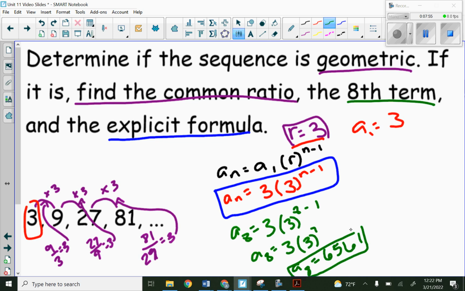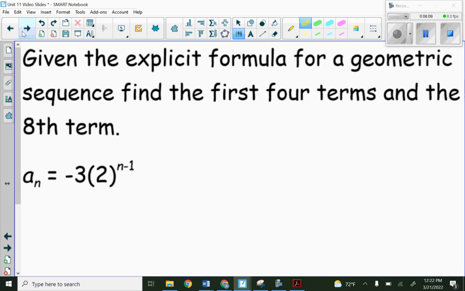So I've boxed all of our answers. I'll highlight them just in case. Our common ratio, our explicit formula, and our 8th term. So your homework is going to ask for all those parts too. Given the explicit formula for a geometric sequence, find the first 4 terms and the 8th term.